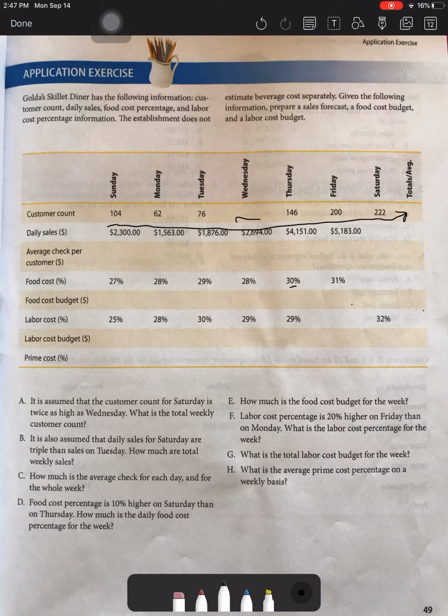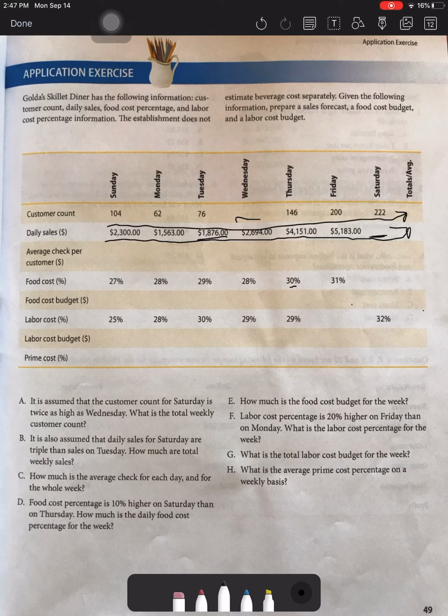B, it is also assumed that daily sales for Saturday are triple sales on Tuesday, so you'll just take Tuesday sales times 3 and put that amount right here on Saturday and just add all of the days up, and that gives you your total for the week.